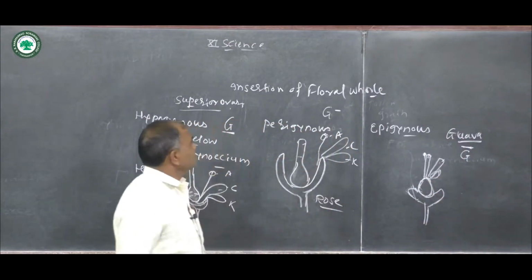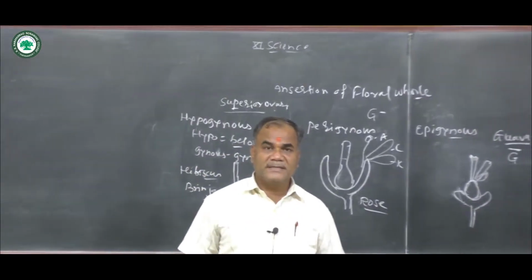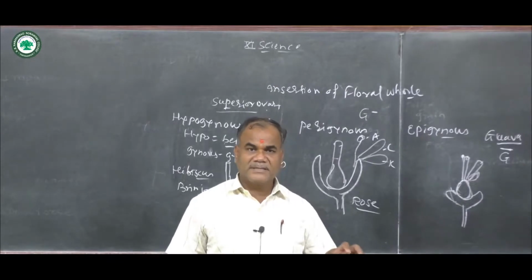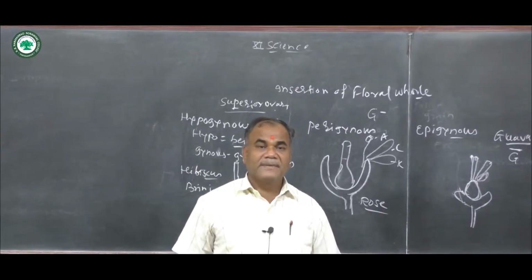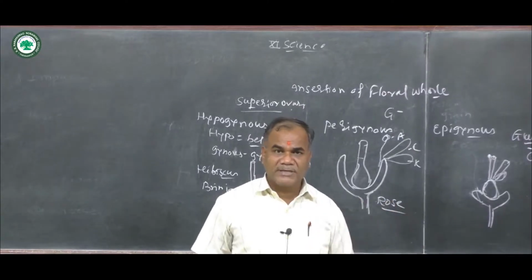So today we see the flower. What is meant by flower? The flower is highly essential for sexual reproduction. It is a highly modified and condensed shoot, specially developed for sexual reproduction.